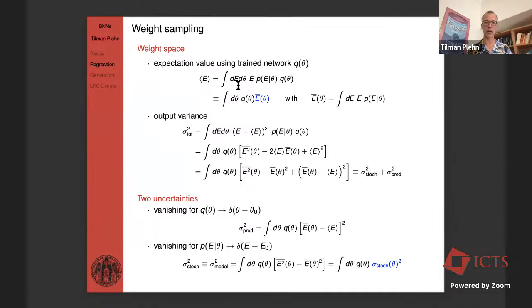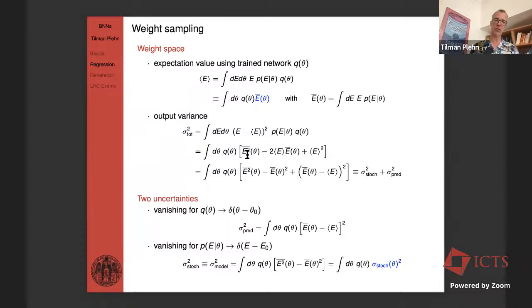So now, instead of E in dE d theta, you put in E minus E expectation value, the whole thing squared, times the same two terms, P of E given theta, Q of theta. So I know how to do this. And here comes a little bit of a mathematical trick. You can form the square and write it out, integrating the E's. So it's the theta integral of Q of theta times E squared bar minus 2 E expectation value E bar plus E expectation value squared. That's just multiplying it out.